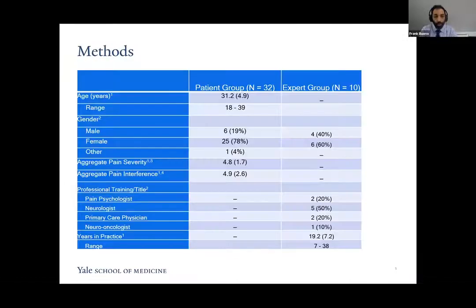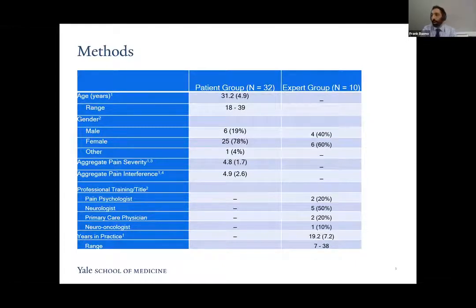What we did is we recruited 32 adults with NF1, and we had 10 experts who had experience with NF. For each of these groups, we had about 4 to 6 individuals in the patient group and about 2 to 3 in the expert group join a focus group for about an hour and talk about 4 different domains regarding what would be useful for a pain app.